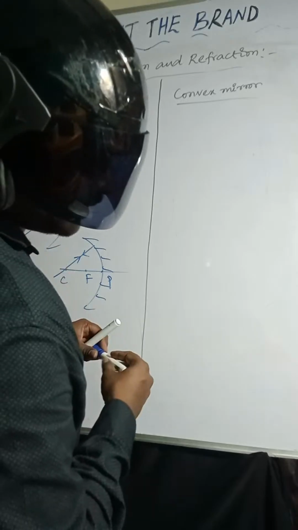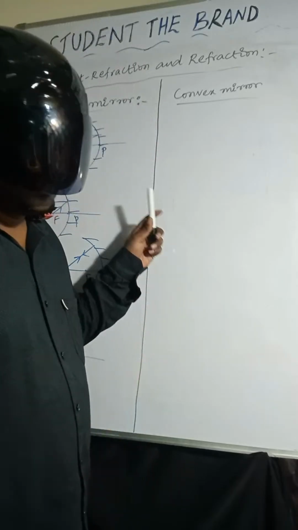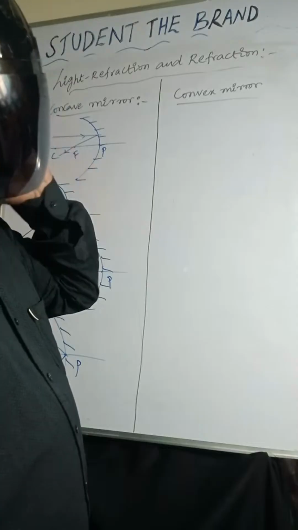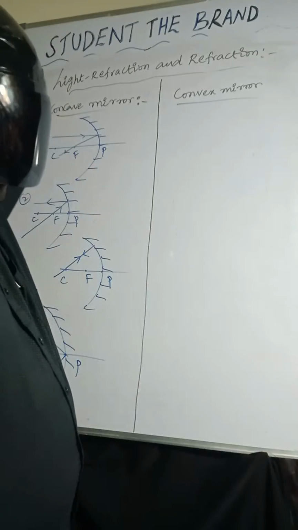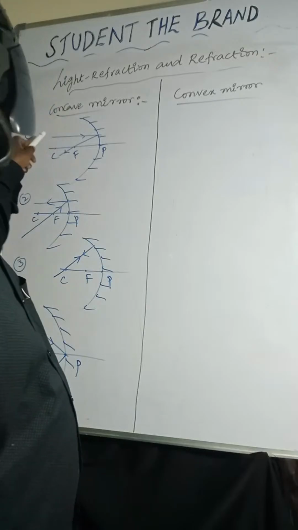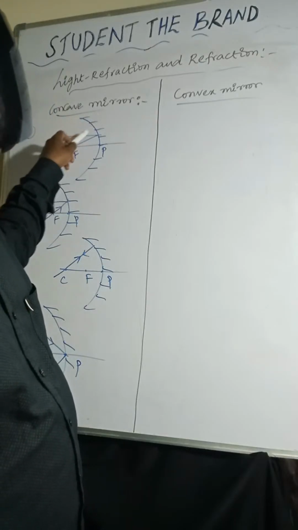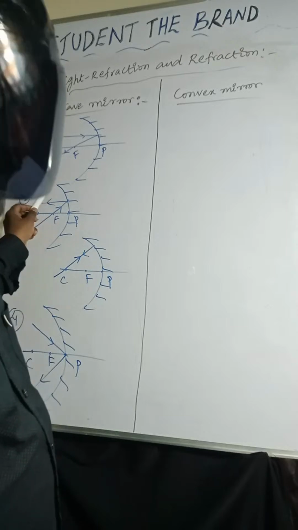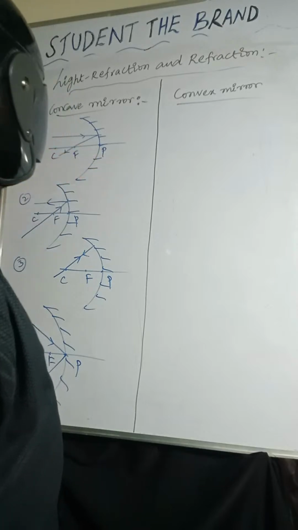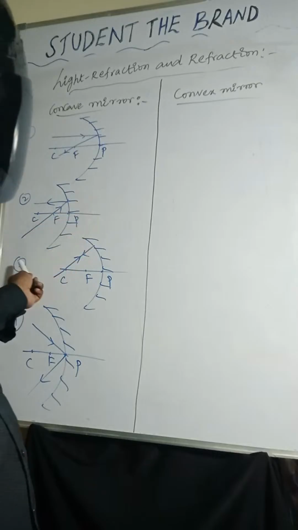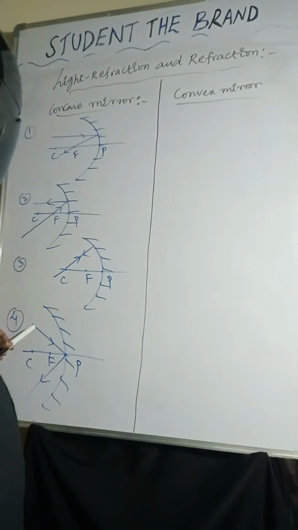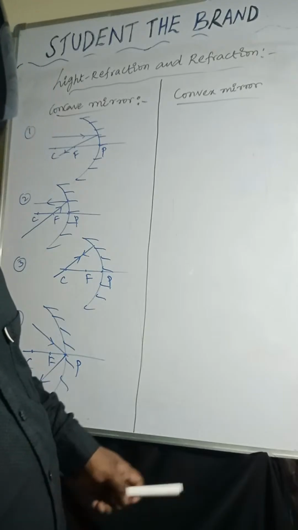Now you can observe. First point: light rays coming from infinity, after reflection, pass through the focus. Light rays passing through the focus, after reflection, move towards infinity. Light rays passing through the center of curvature retrace their original path. Light rays incident at the pole reflect back.